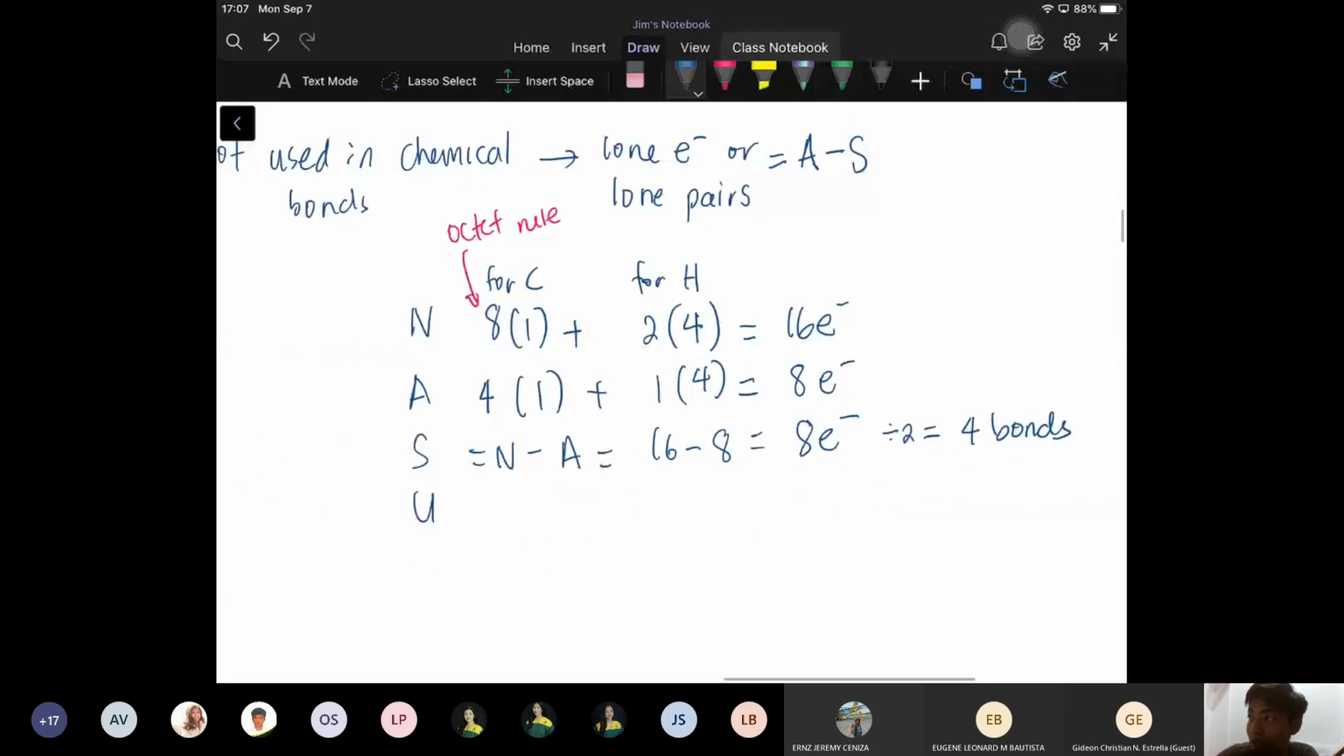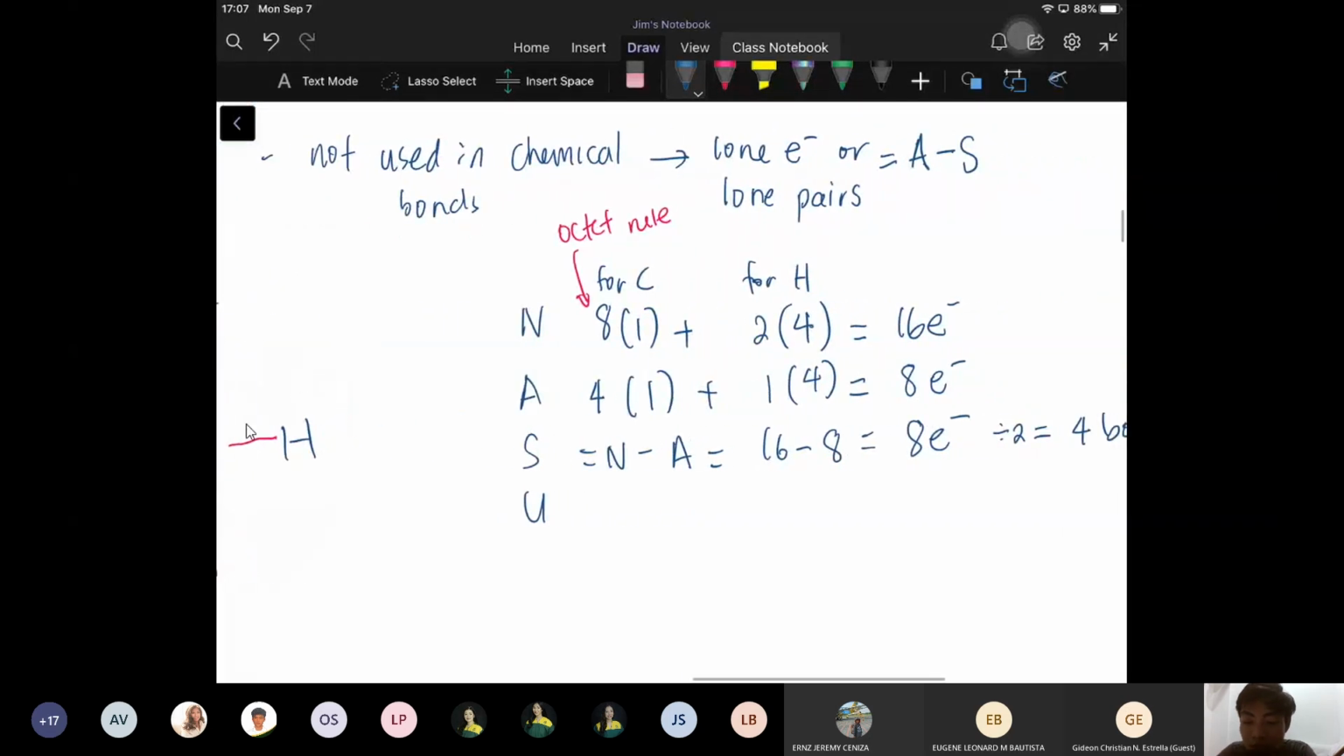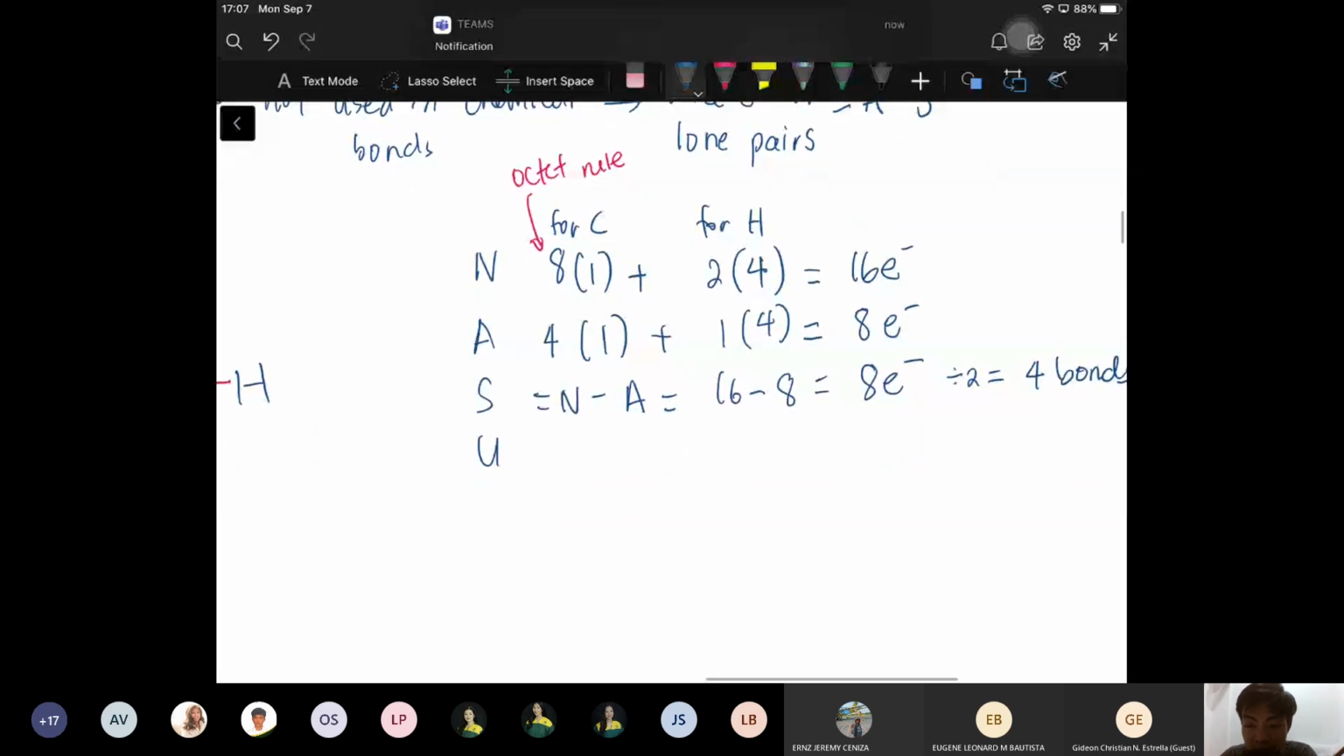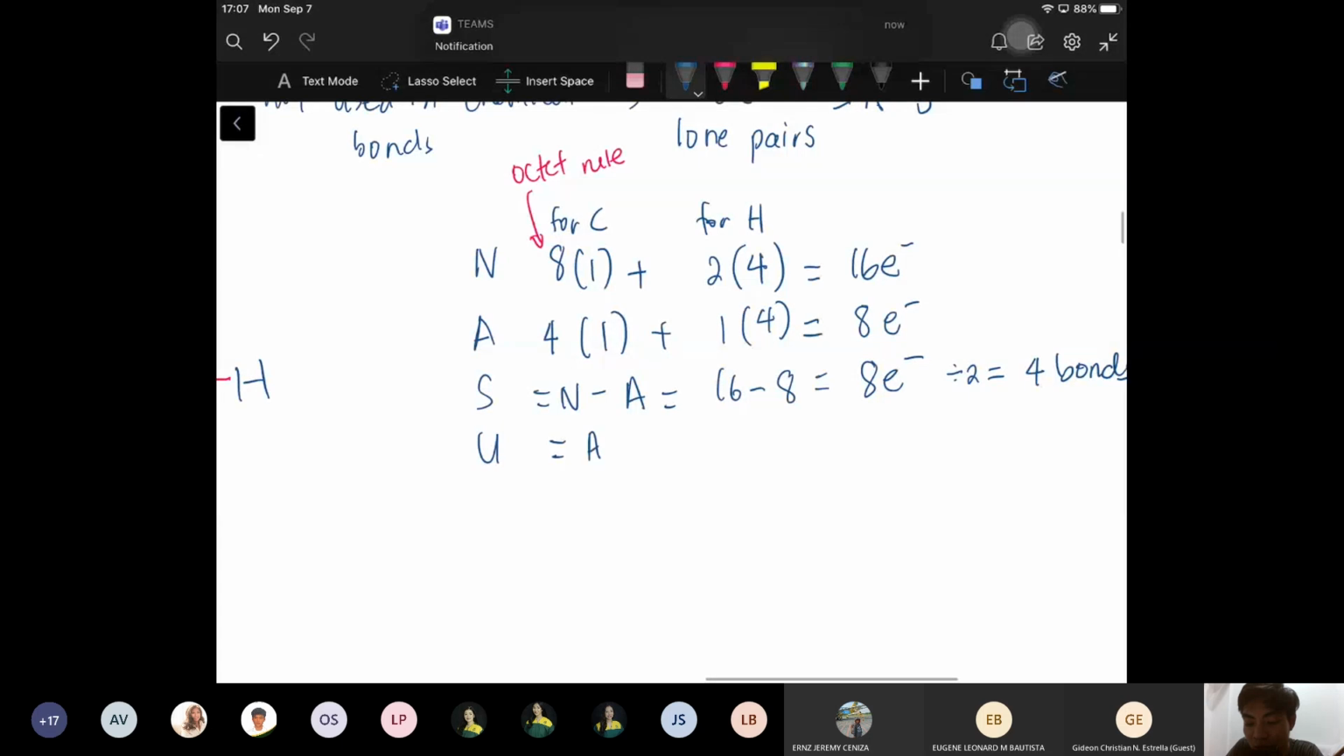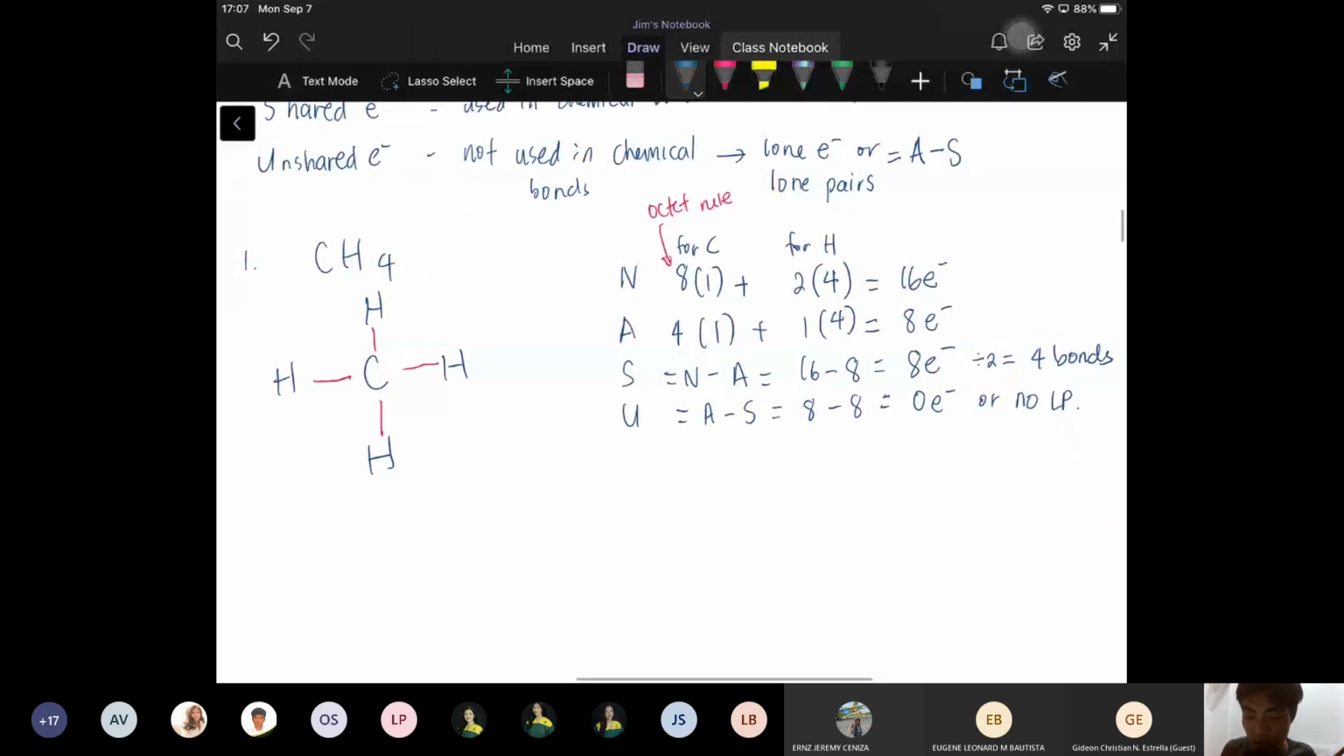Unshared naman tayo. So, unshared, ano yung tinutukoy niya dyan? It pertains to the electrons not used in chemical bonds, or the lone electrons, or the lone pairs. So, to determine the lone electrons, all we have to do is to subtract the available minus the shared. So, available is 8, shared is 8, 0 electrons or no lone pairs. Wala tayong lone pair, wala tayong dalawang tuldok. So that means for this molecule, this is pretty much it. Yan na yon. So that's its structure and that's how you use the NASA rule.